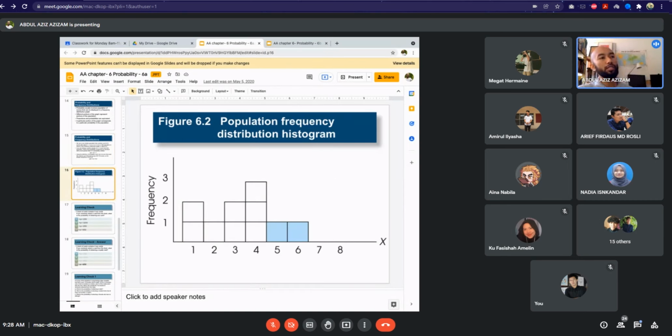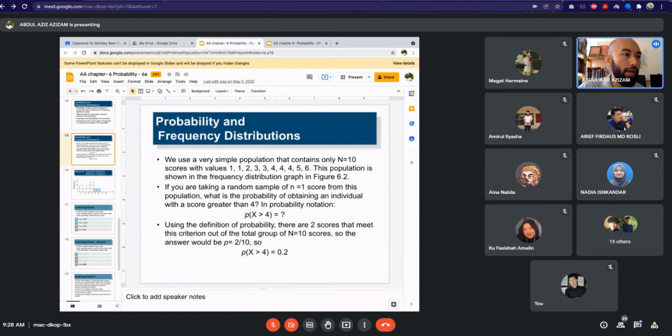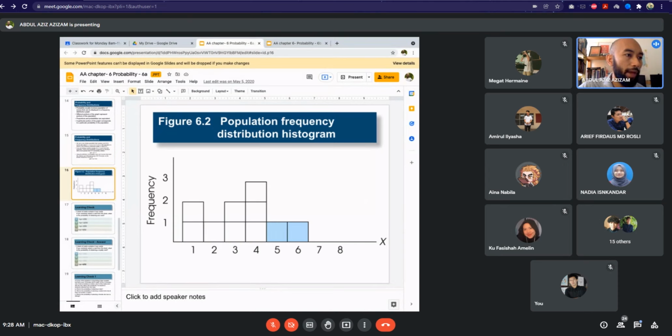Population frequency distribution histogram. So, ini apa yang berlaku tadi. For example, dia kata kita ada 10 kan. Kita ada 10, n equal to 10. So, kita nak tengok x greater than 4. Ini 4. X greater than 4, maksud 5 dan 6 lah. So, 5 dan 6 blok ini bahagi dengan 10 blok. So, 2 bahagi 10. Jadi, kita dapat 0.2.